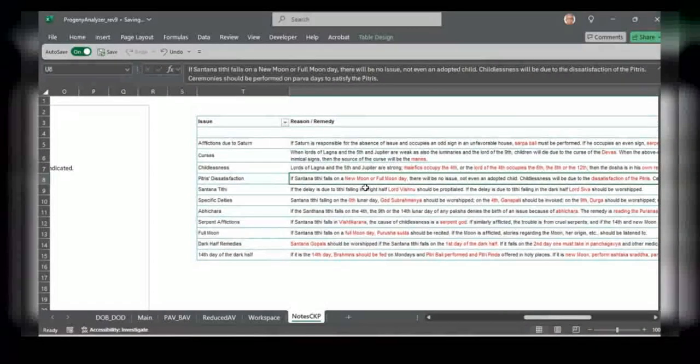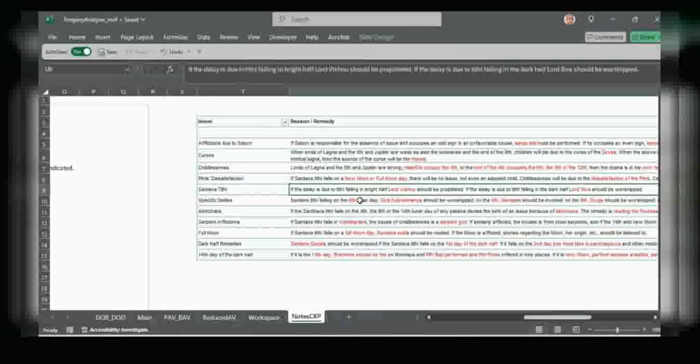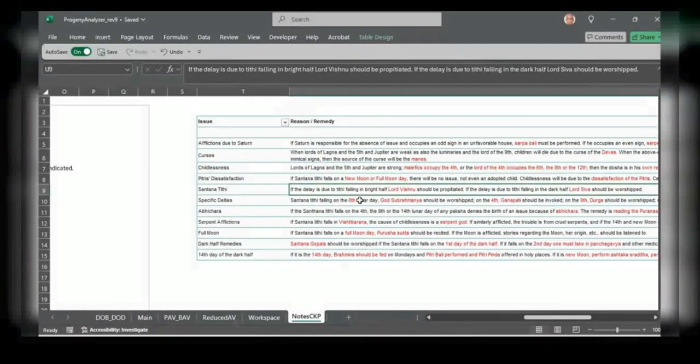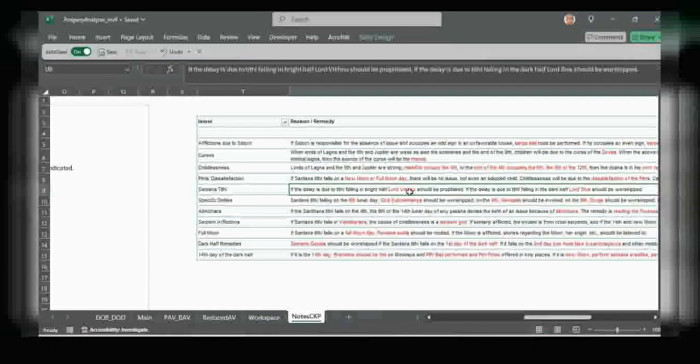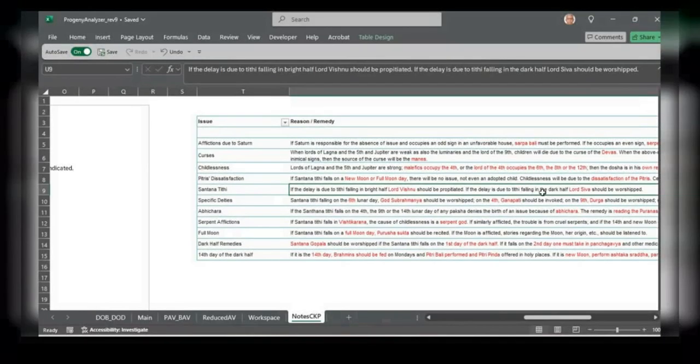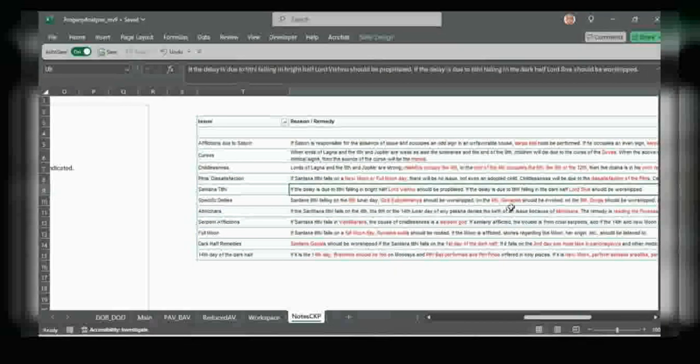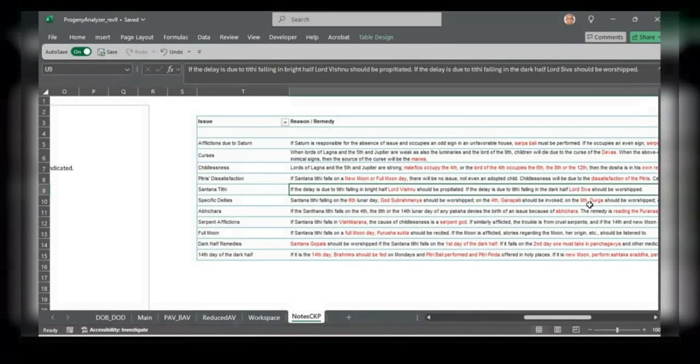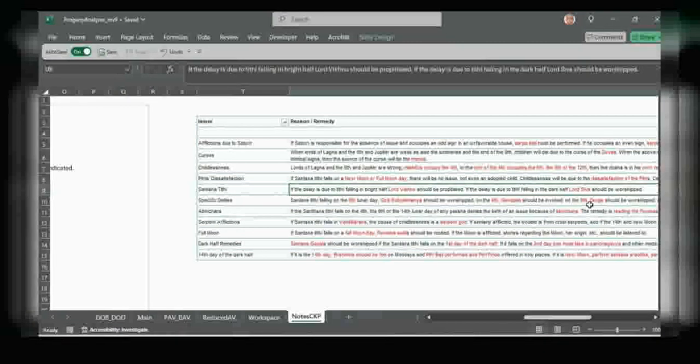Regarding Sanatana Tithi, normally the rules say that if the problem is falling in the Sanatana Tithi in Shukla Paksha and giving trouble, then Lord Vishnu has to be prayed to. And if it is Krishna Paksha, Lord Shiva has to be prayed to. And if it is the 6th lunar day, God Subramanya, 4th Ganapati, 9th Durga. So these are very clearly laid out.